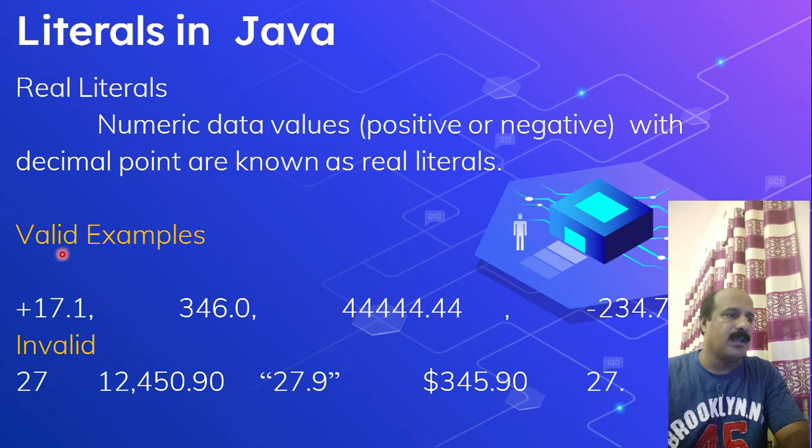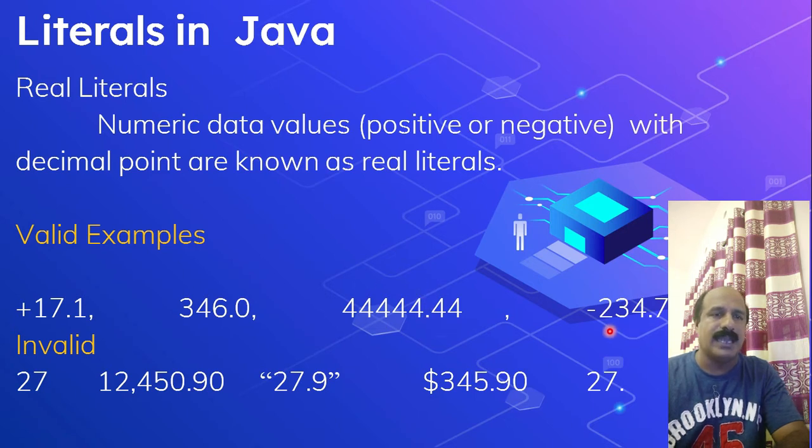Remember that. Valid examples. See, plus 17.1. See, 0.1 is there. Now, 346.0. Everywhere a point is there. After the point also something has to be written. Here I have written 0.0. See this, after 4 there is a point, then I have written 4, so this is also valid. And this is a point, then 7, 8. But here a negative is there. So numbers can be negative or positive. But what is important? This decimal point is very, very important.